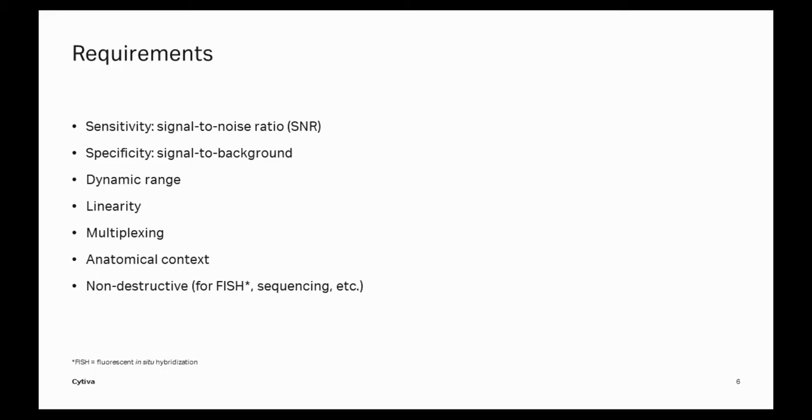I also need to look at many, many factors in the same sample. And serial sectioning is usually insufficient because of the size of the cells that we're looking at and the size of the structures we're trying to identify. As I said, anatomical context is essential. And if possible, we'd love to be able to do this non-destructively to leave open the opportunity for coming back and studying either the sequence or RNA transcripts within the sample I'm looking at.